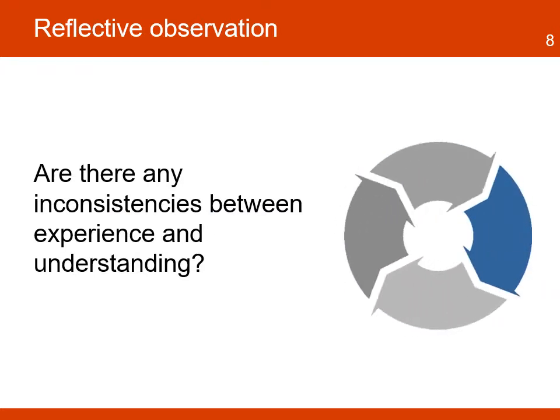The second stage, reflective observation, is when the learner consciously reflects back on that experience. Reflection involves thinking about what was done and experienced. Once the activity or experience is completed, the team needs to review the situation and reflect on what happened.